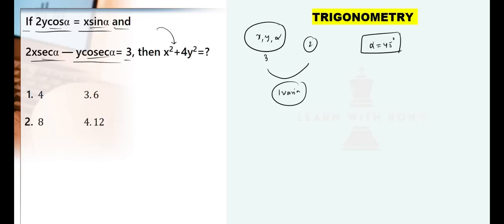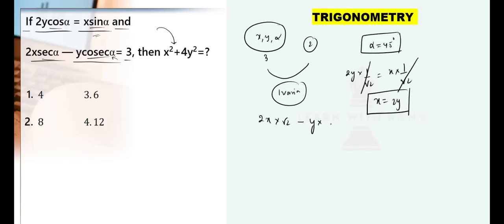So if I substitute alpha as 45 degrees in this equation, I get 2y cos 45, 1 by root 2, equals x sin 45, 1 by root 2. So 1 by root 2, 1 by root 2 gets cancelled. So we got x equals 2y. And if I substitute alpha equals 45 in this equation, we get 2x secant alpha is root 2 minus y cosecant alpha is root 2 equals 3. See, here we got x equals 2y, right? So if I substitute x as 2y here, I get 4y root 2 minus y root 2 is 3. So 4y root 2 minus y root 2, so 3y root 2 is 3. So from this we got y value 1 by root 2.